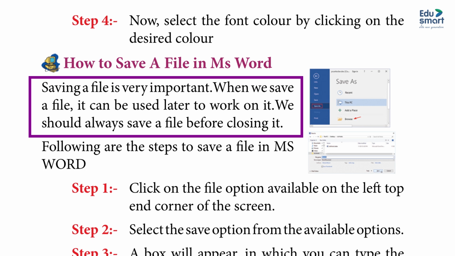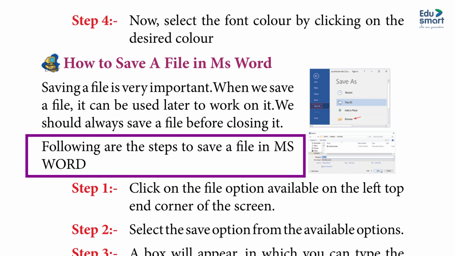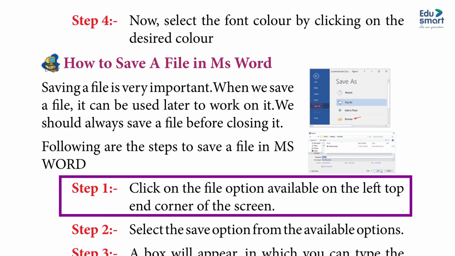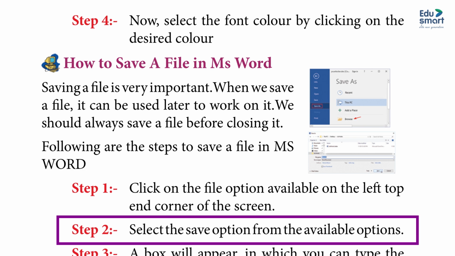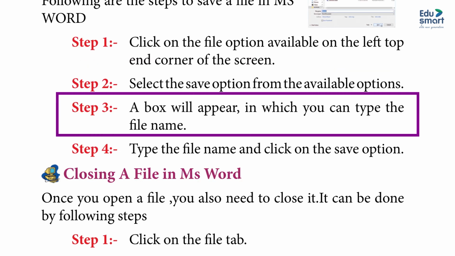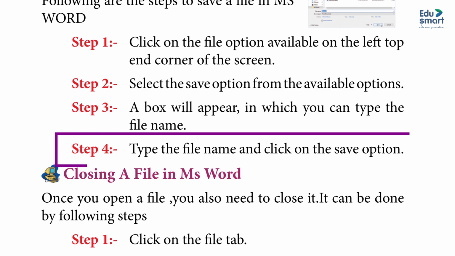We should always save a file before closing it. Following are the steps to save a file in MS Word. Step 1. Click on the file option available on the left top corner of the screen. Step 2. Select the save option from the available options. Step 3. A box will appear in which you can type the file name. Step 4. Type the file name and click on the save option.